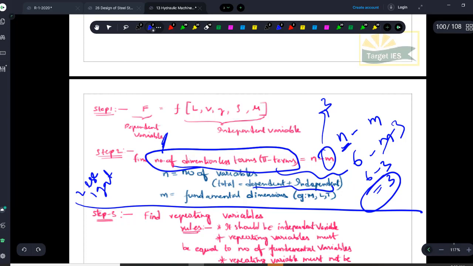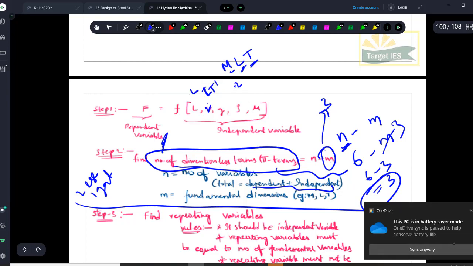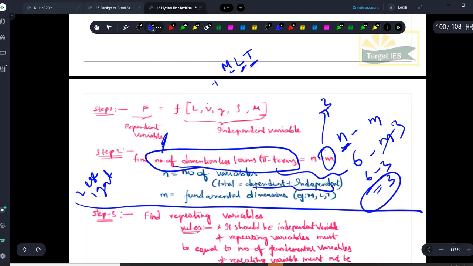Whenever you are selecting repeated variables, you have to make sure, if I am selecting L, V, G, it should contain all of M, L, T. All 3 quantities should be present in it. For example, length is L, velocity is L t to the power of minus 1, and G is L t to the power of minus 2. You cannot select these 3 terms because mass is missing in this, right? You don't have the mass dimension in this, then you cannot select these 3 as your repeated variables.